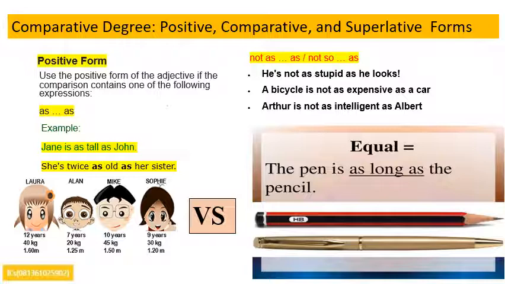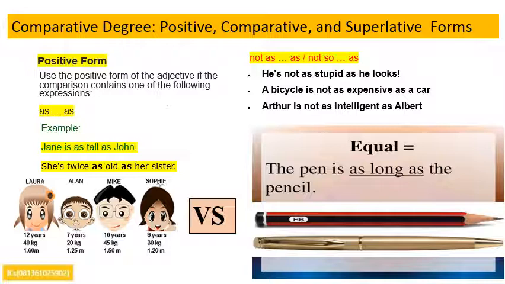And the second picture is about two objects which are equal. The pen and the pencil have the same length. The pen is as long as the pencil. It is equal. But Laura, Alan, Mike and Sophie are not equal. Here you can say that Alan is twice as heavy as Mike, or Alan is twice as heavy as Laura.